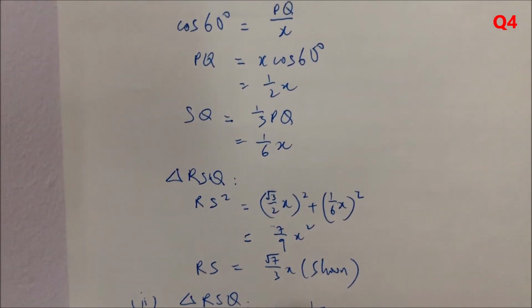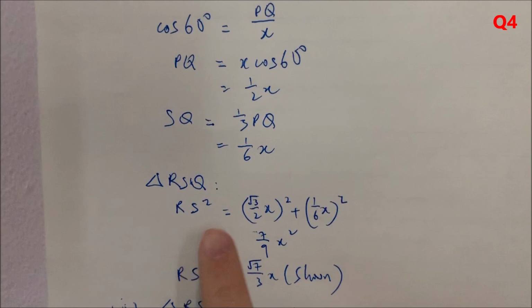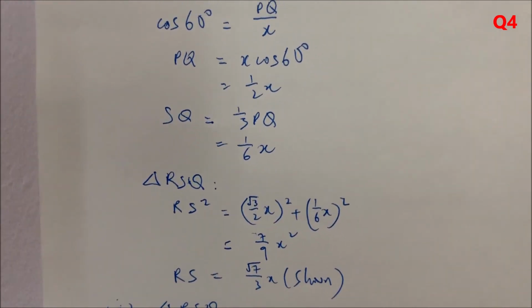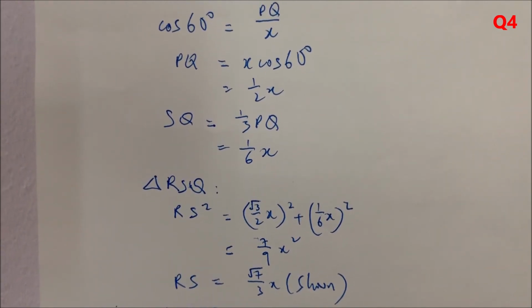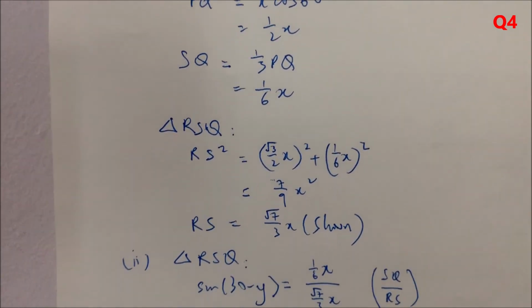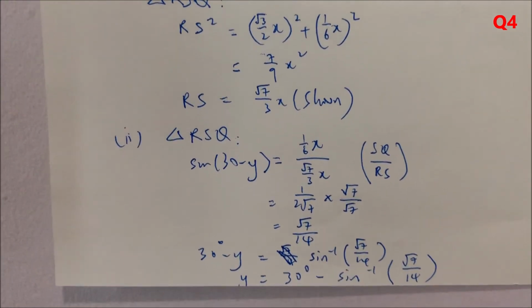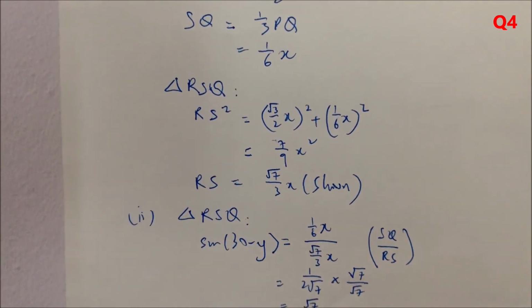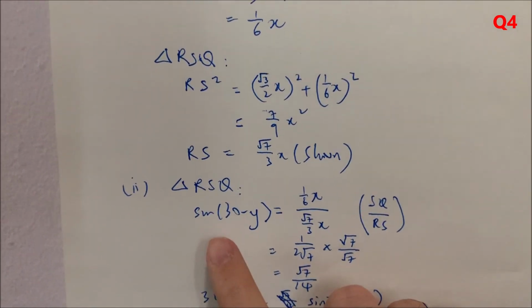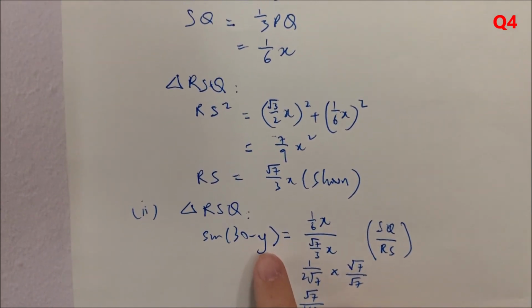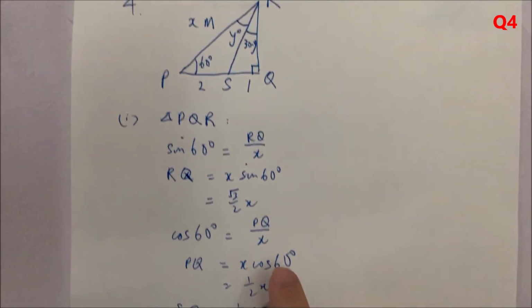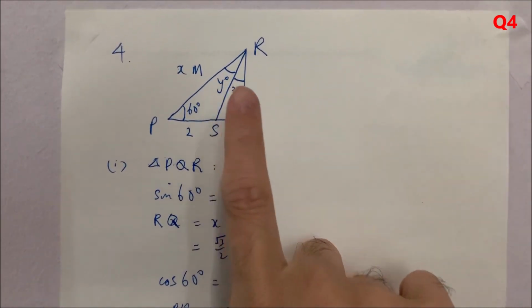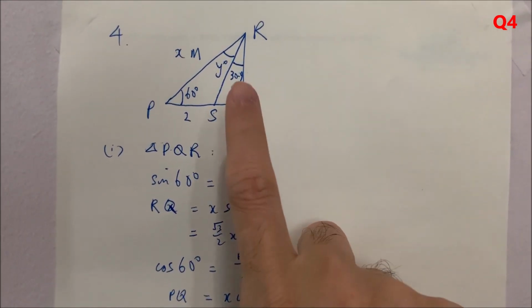Then triangle RSQ, the small right angle triangle, we use Pythagoras theorem. And then after that you get RS is that proven. Okay, so very simple Pythagoras theorem, SOH CAH TOA. And even the second part is done in the same way. Now you just need to focus on the right triangle, triangle RSQ, and sine 30 minus y. Okay, because if you look at the triangle, this y, the whole thing is 30 degrees. Angle R is 30, so angle SRQ is 30 minus y.